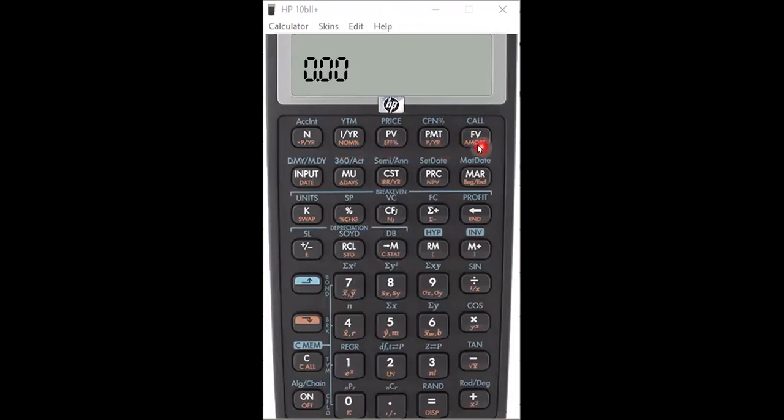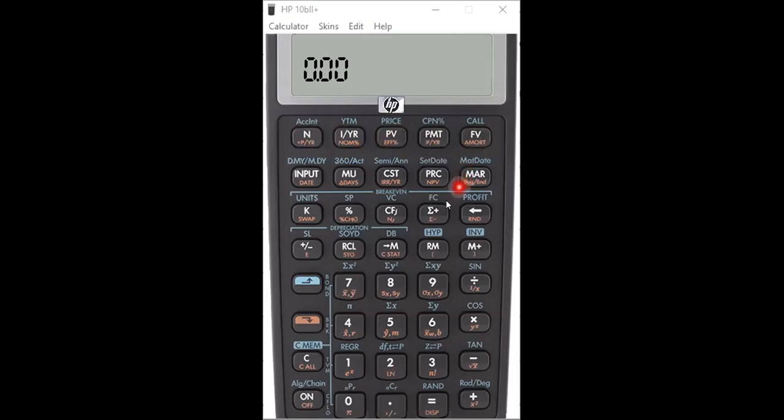Firstly, we have what we call FV. FV represents the future value, and you find it right at the top of your calculator there. PV represents the present value, the value of money today. FV, the value of money in the future. N represents the number of intervals. This is usually in years. I over YR represents the interest rate. PMT represents the payment, usually the payment made annually. So these are the key inputs we'll be using.